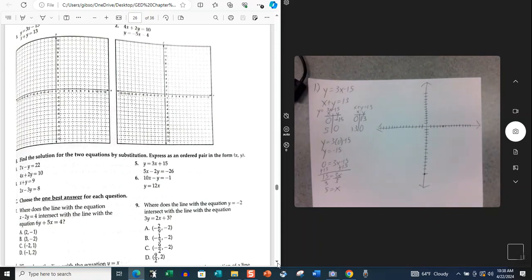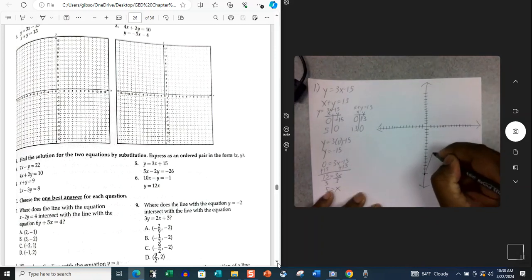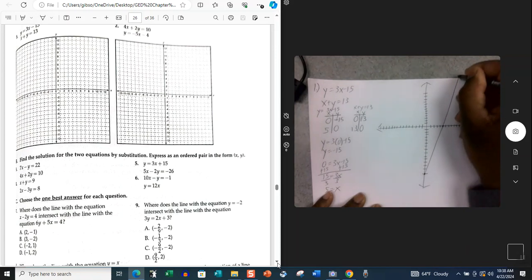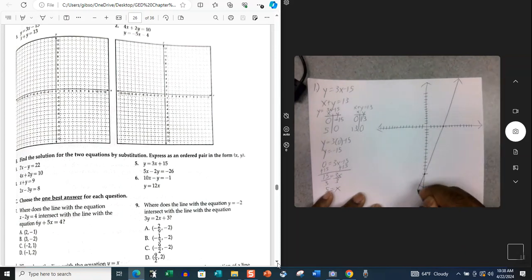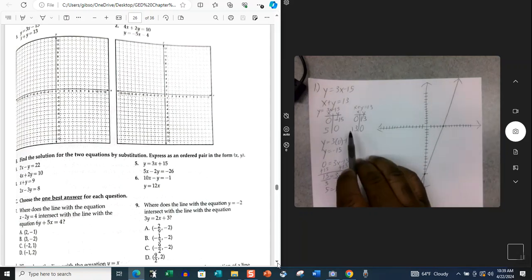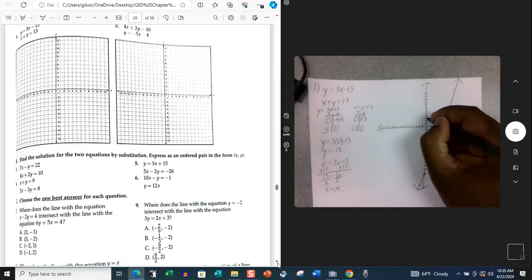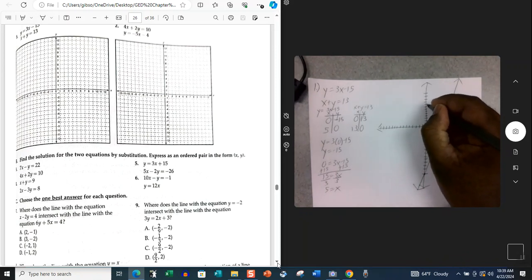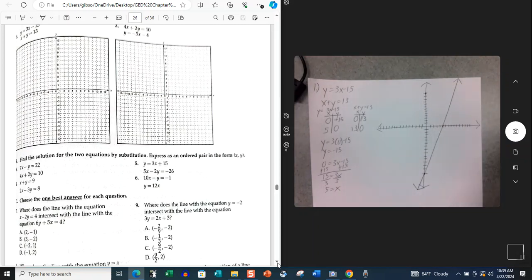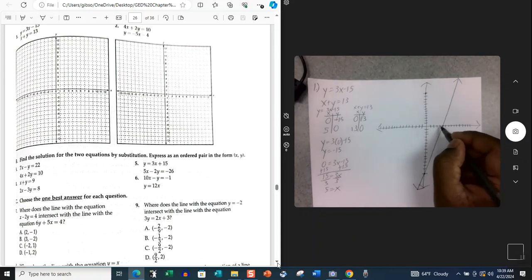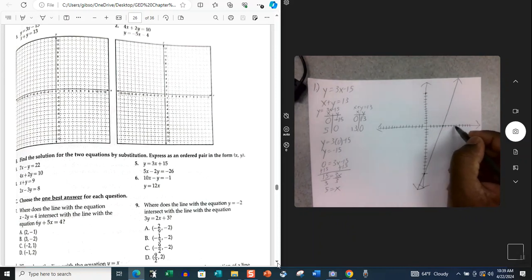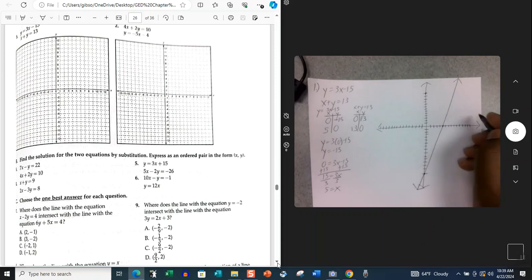Okay, now I don't have a straight edge with me, so I'm going to try and draw this as best I can. All right, so there's one line here. Now we go here, the second line. We have 0, 13, 1, 2, 3, 4, 5, 6, 7, 8, 9, 10, 11, 12, 13. And then we have 13, 0, 1, 2, 3, 4, 5, 6, 7, 8, 9, 10, 11, 12, 13.